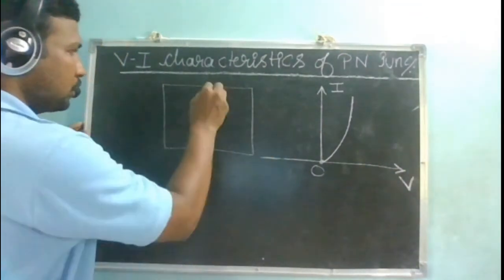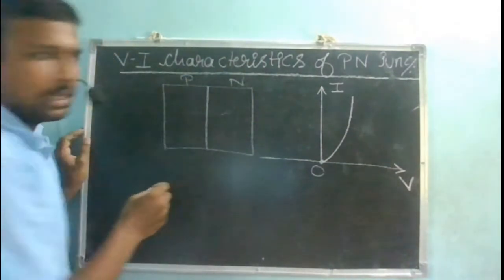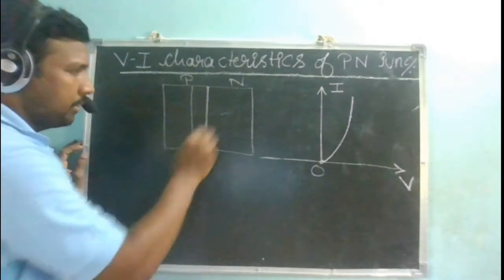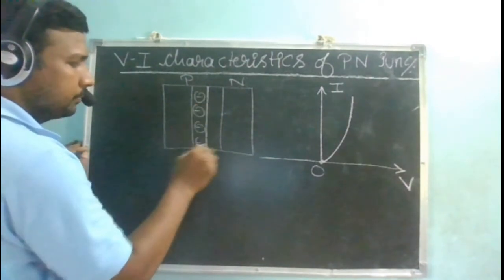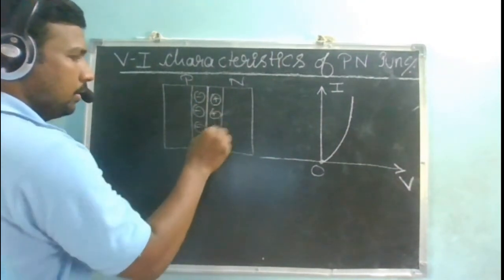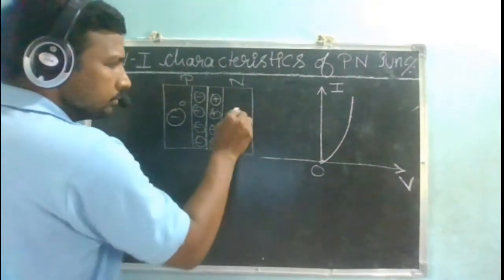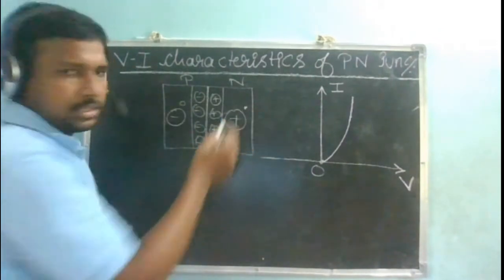Why is it taking exponential form? This is my p side, this is my n side. P side means holes are there. A depletion region is formed. Yes or no? The depletion region is formed here, with negative charge ions associated with the holes and positive charge ions associated with electrons.